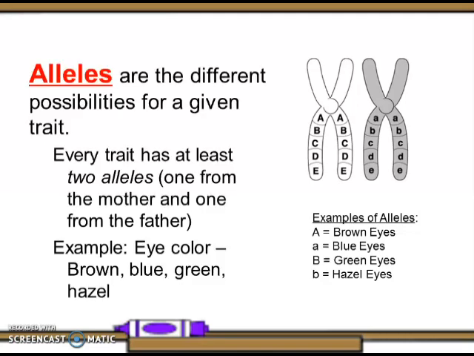Alleles. Alleles are the different possibilities for a given trait. An allele is a different form of a gene that codes for a different version of a characteristic. An allele is a variant form of a gene. Some genes have a variety of different forms, which are located at the same position, or genetic locus, on a chromosome.